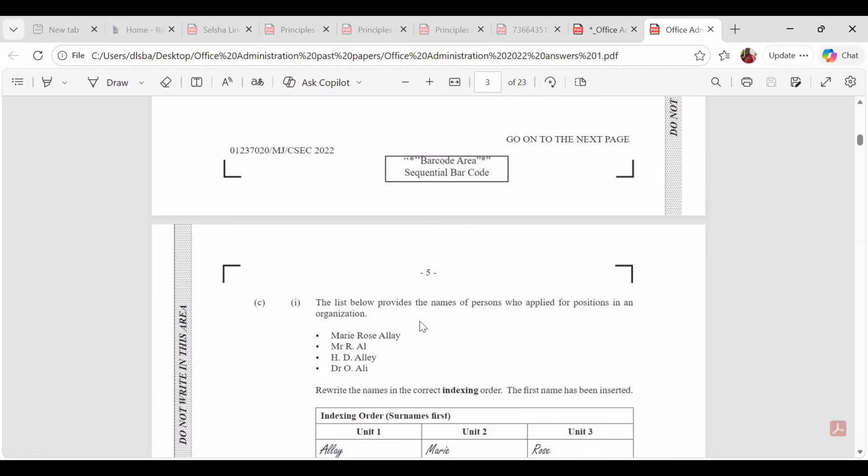What about H.D. Ali? The H.D. will be treated as two initials. H dot, then D dot, which means H is the initial for the first name, D is the initial for the middle name, and Ali is the last name. So Ali, H, then D. Last name, first name, middle name.